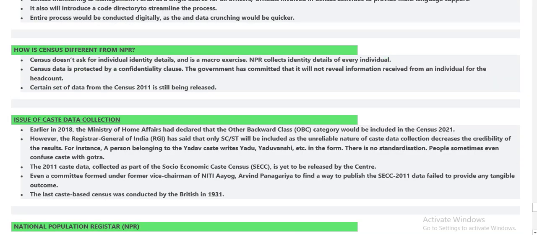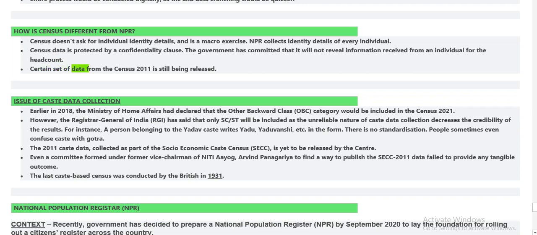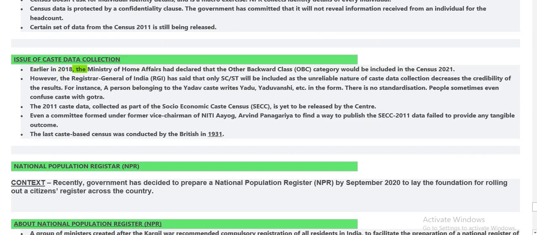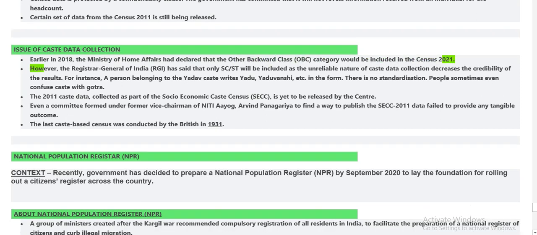How is census different from NPR? Census doesn't ask for individual identity details, and is a macro exercise. NPR collects identity details of every individual. Census data is protected by a confidentiality clause. The government has committed that it will not reveal information received from an individual for the headcount. A certain set of data from the census 2011 is still being released.